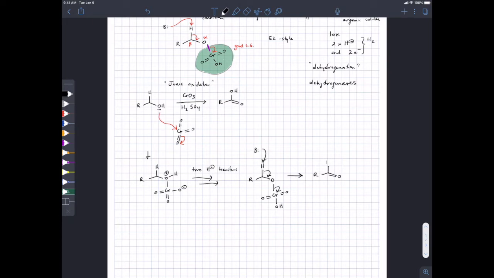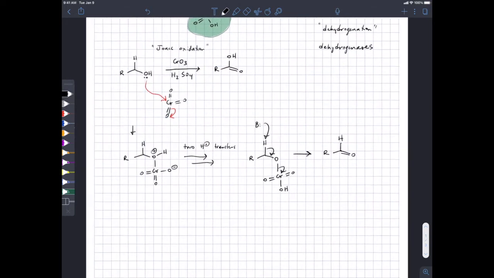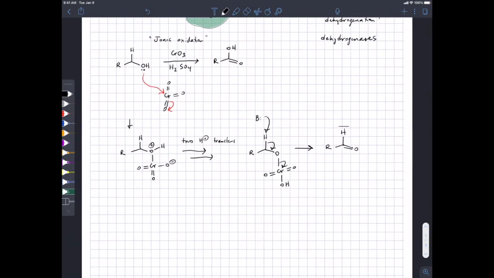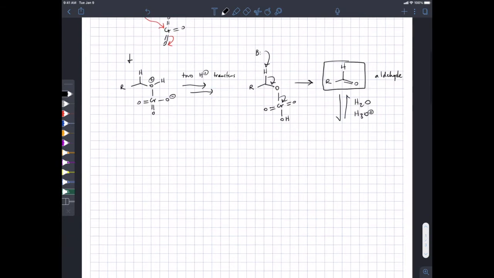Why is it that we can't stop there for the Jones oxidation? And the reason is that under acidic aqueous conditions, the aldehyde is in equilibrium with another form called the aldehyde hydrate.